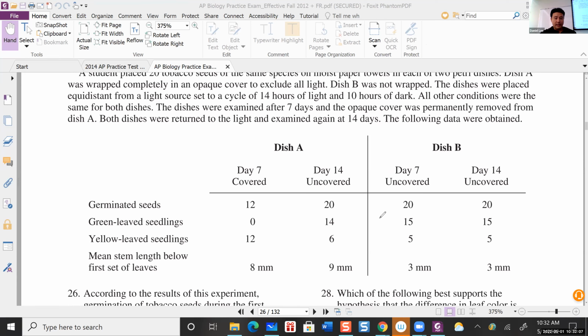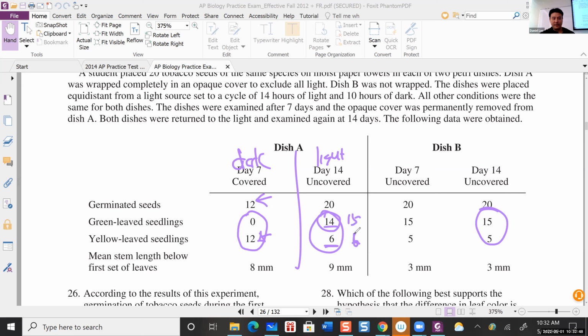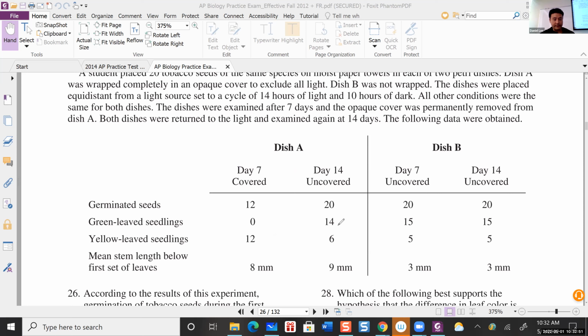And if you look at this too, if you are in light, you have 15 green seedlings and 5 yellow after 7 days in light. That's a total of 20 plants, and it remained as such, right? However, if you are in dark, this is the dark again, okay? There's no green one, they remain yellow. The 12 germinated ones were yellow. And then once you have light for the rest of the 7 days, some of the yellow ones turn into green and some remain yellow, right? So this is roughly the same, about 15 to 5, about the same, okay? So some of the yellow ones turn green and some remain yellow, just like that.